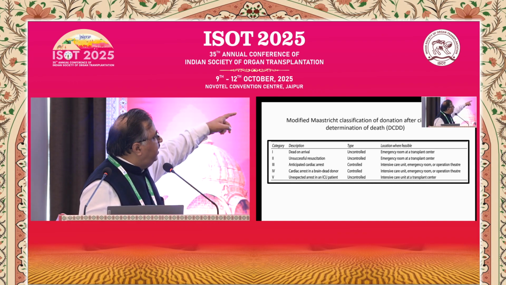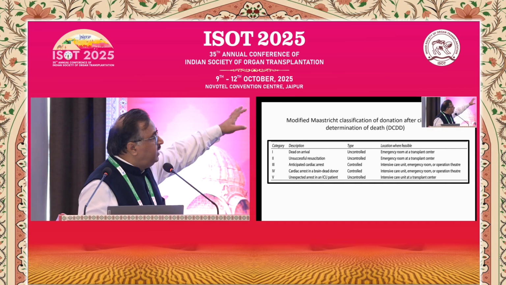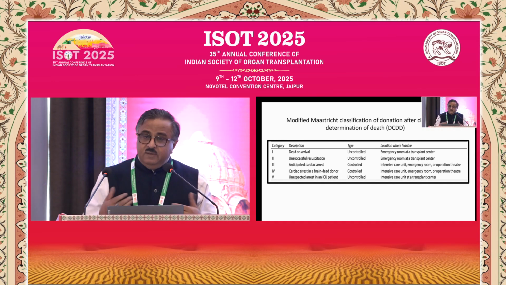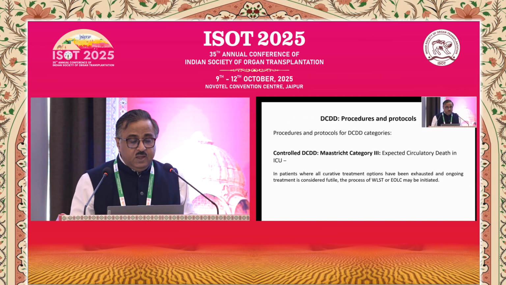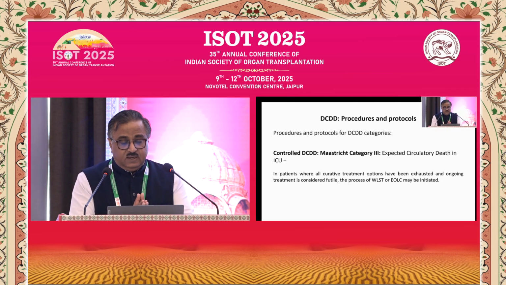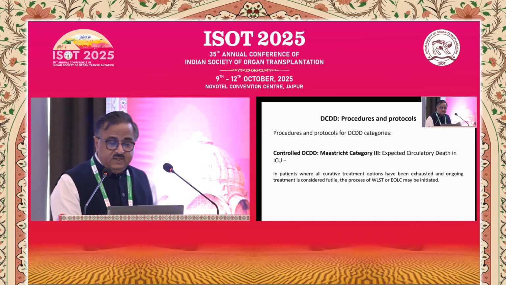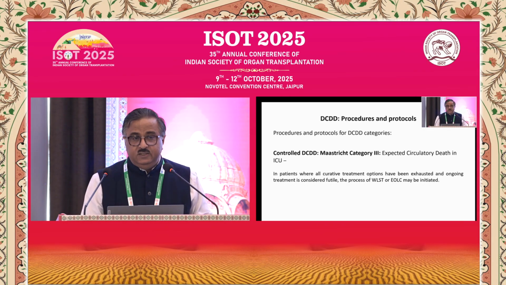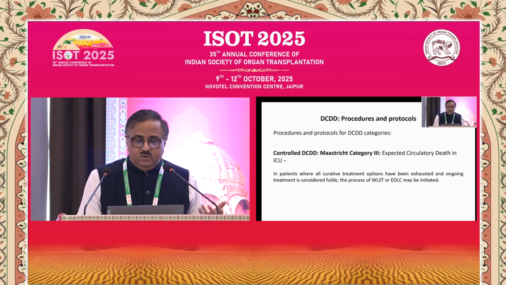The 4 and 5 criteria, these controlled and uncontrolled situations, are the cases they have attempted and become successful. Now, what are the procedure and protocols? So, as far as controlled DCD is concerned, that is Maastricht class 3, as I said, expected circulatory death in ICU, where you see that we can transfer the patient to other. In all patients where all curative treatment options have been exhausted and ongoing treatment is considered futile, the process of WLST and end-of-life care may be initiated.